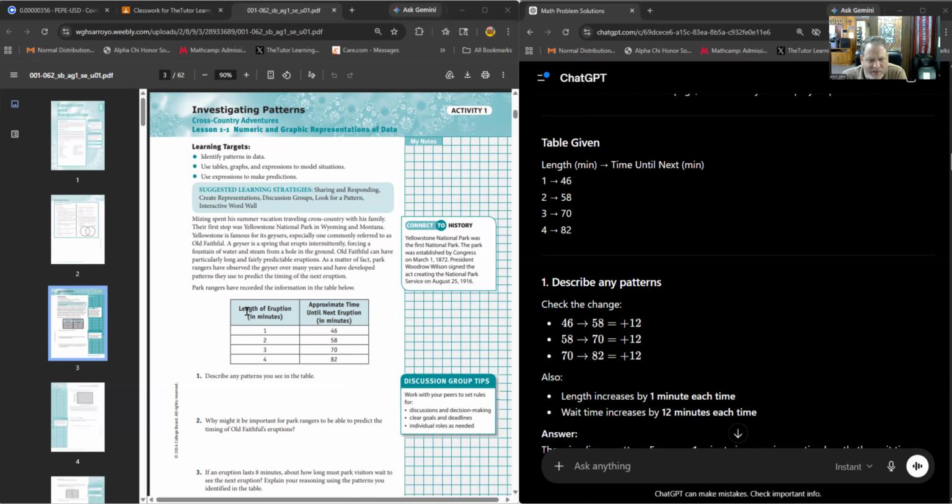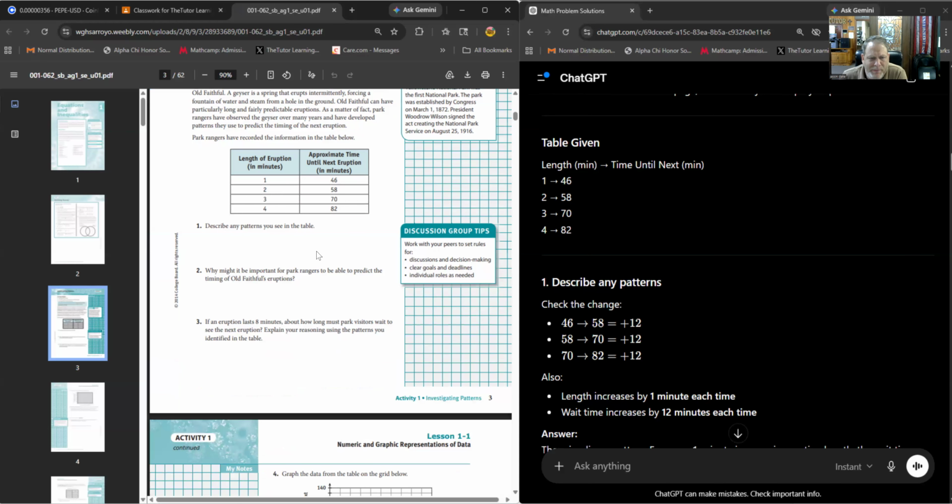All right, well, we have length of time of eruption in minutes and approximate time until the next eruption in minutes. So let's look at this. In length, it goes 1, 2, 3, 4, and then it also goes up in minutes. So 1 to 46, 2 to 58, 3 to 70, and 4 to 82. Describe any patterns you see in the table.